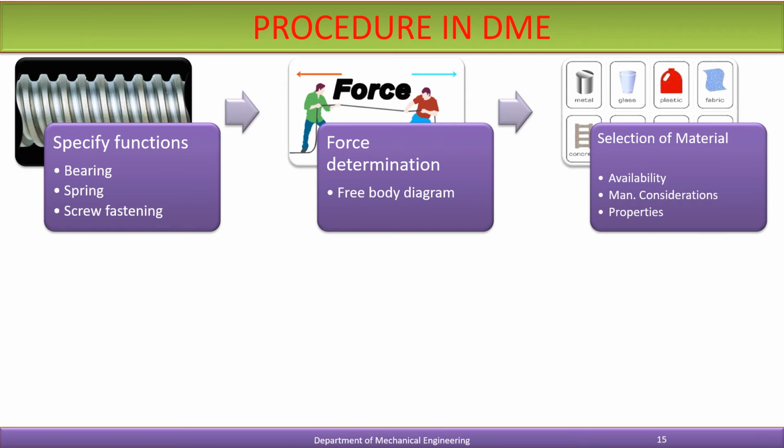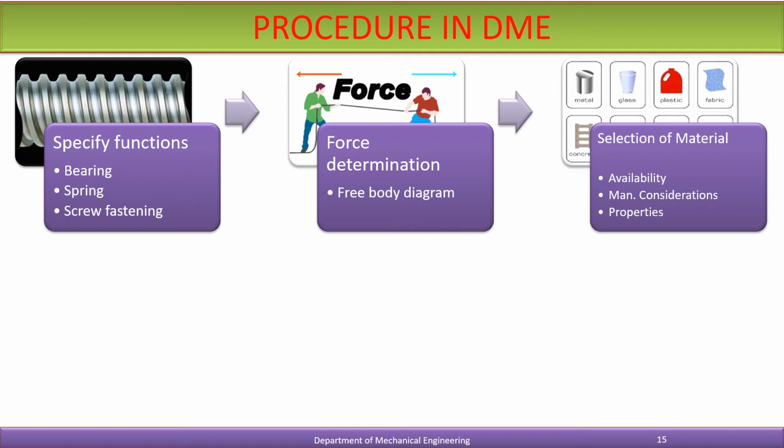The design procedure in the design of machine elements is listed here. First, we need to specify functions. What do we mean by specification of function? The design of machine elements begins with specification of functions.